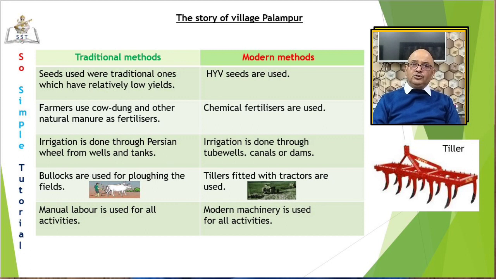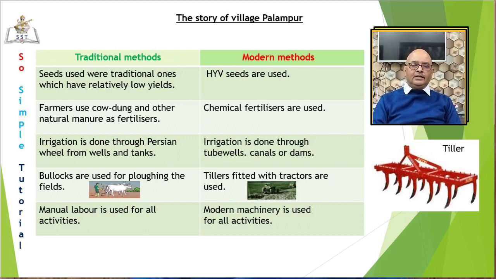2. Farmers use cow dung and other natural manure as fertilizers. All these were readily available with the farmers, they did not buy them. In modern methods, chemical fertilizers are used. Third, methods of irrigation in traditional methods are older, using wells or tanks, which needs lot of labor. In modern methods, irrigation is done through tube wells, canals or dams. Next, in traditional methods, bullocks are used for plowing the field, but now modern machines are used.